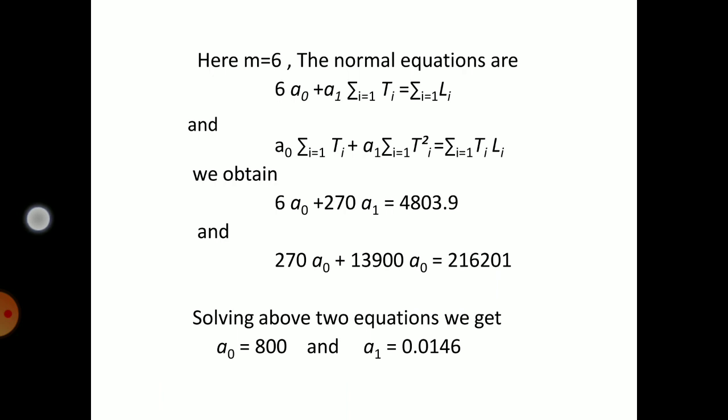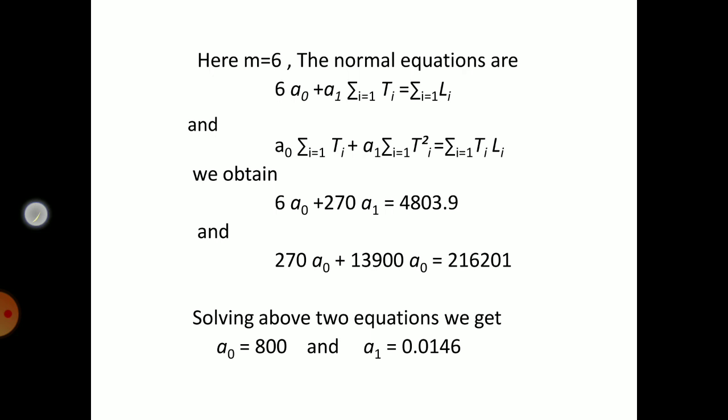In this case, as I have already told you, m is equal to 6, so the normal equation is 6a0. That means these are equations 6 and 7. Here equations 6 and 7 become 6a0 plus a1 summation i goes from 1 to m Ti equals summation i goes from 1 to m Li, and a0 summation i goes from 1 to m Ti plus a1 summation i goes from 1 to m T square equals summation i goes from 1 to m Ti Li.